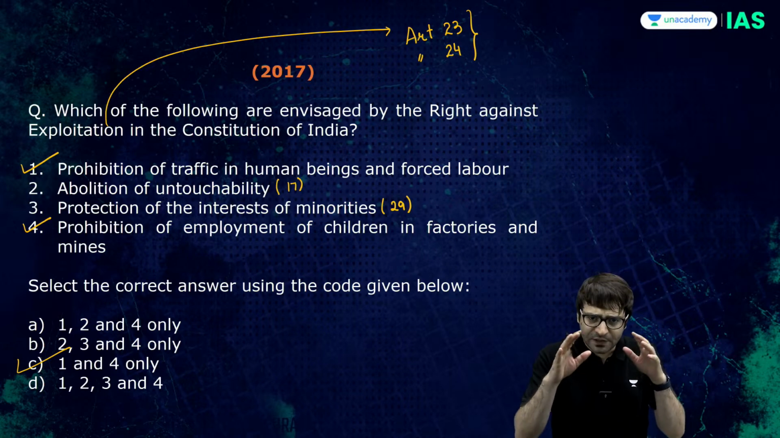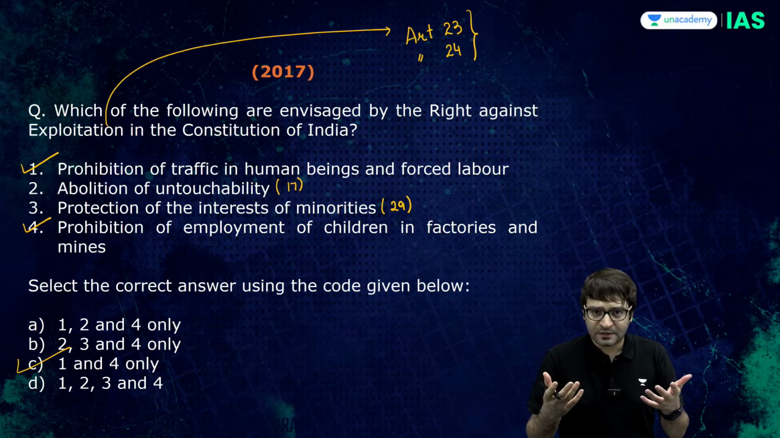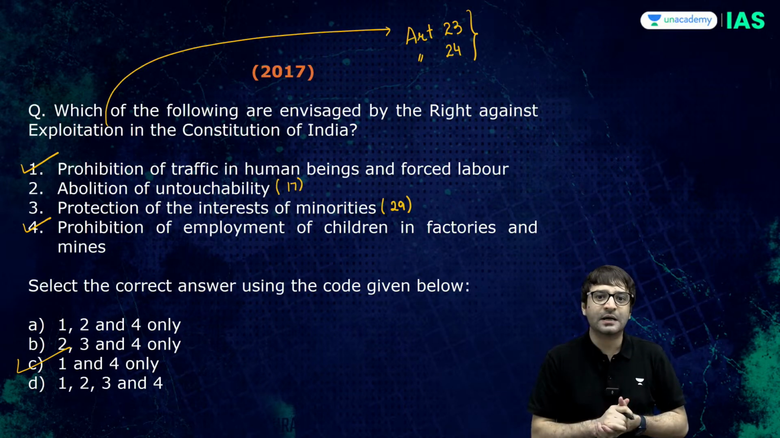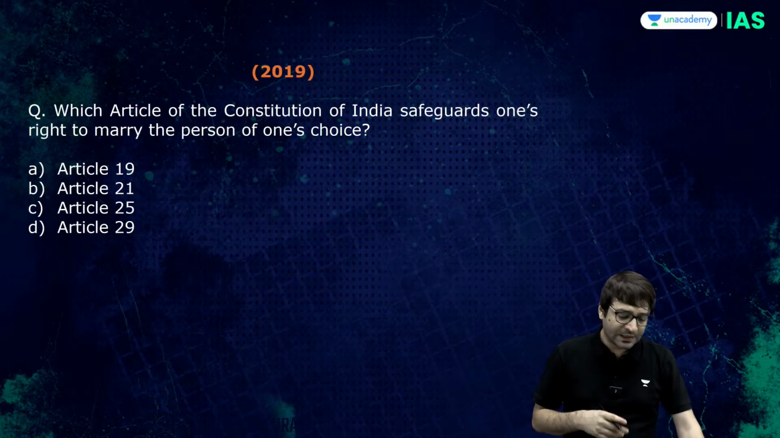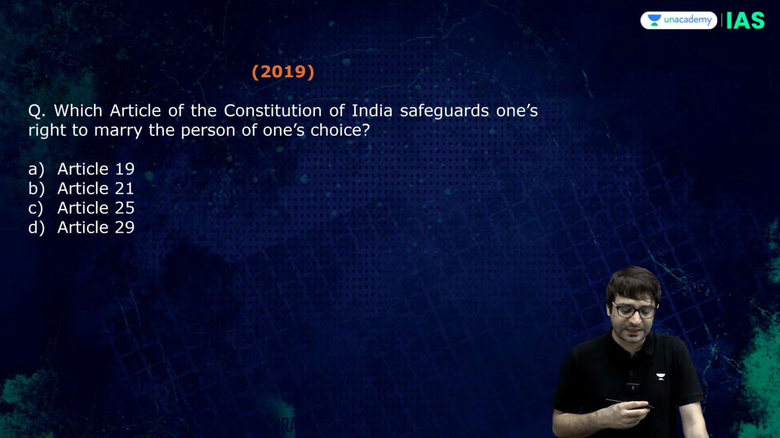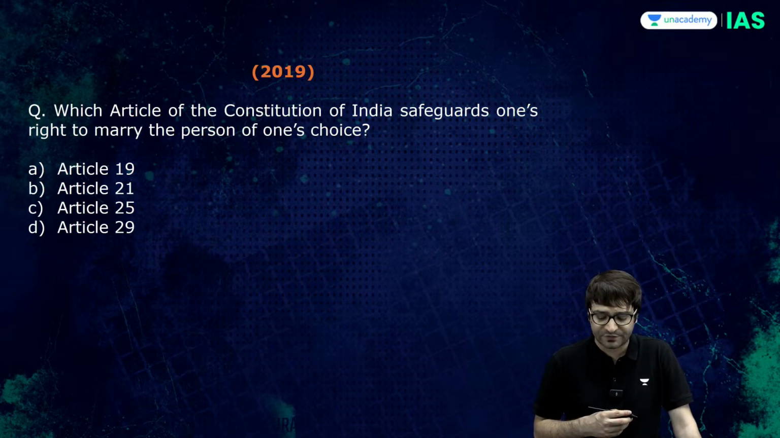And now I think you may be aware of the kinds of questions that can be asked from this session that we are carrying out today. Let's look at another question. This question was asked in 2019. Which article of the Constitution of India safeguards one's right to marry the person of one's choice?